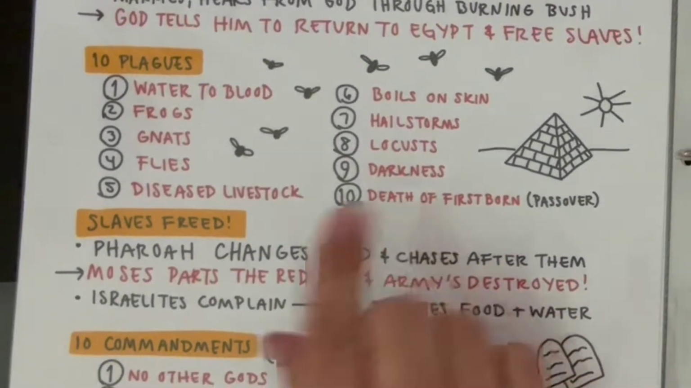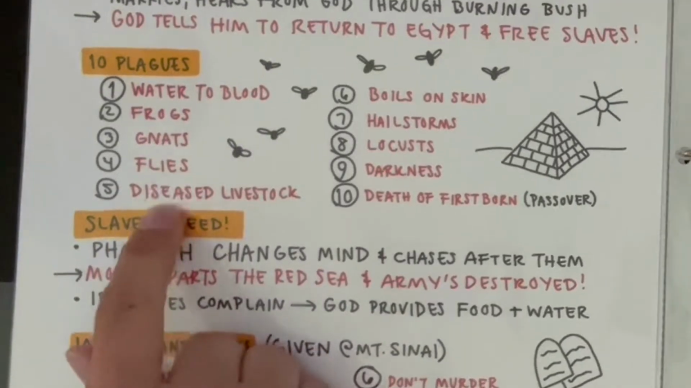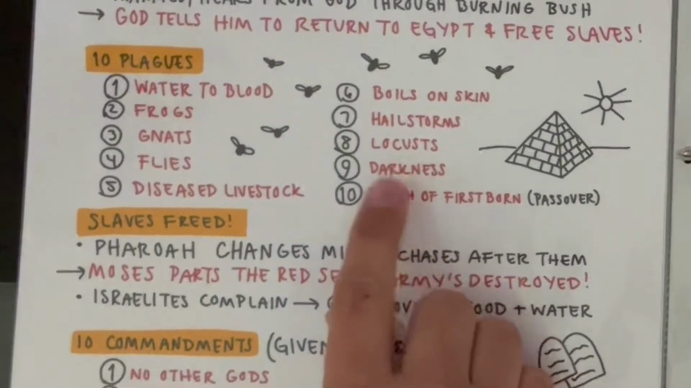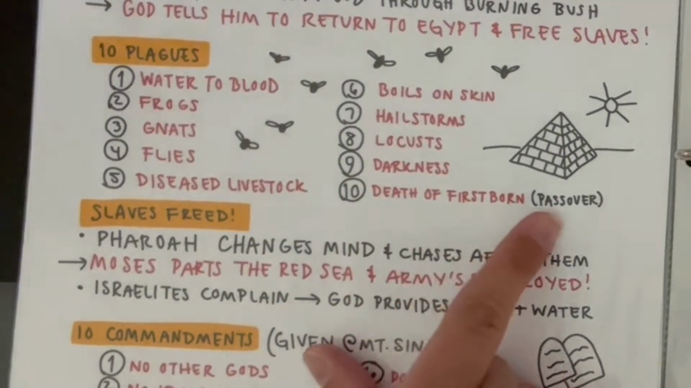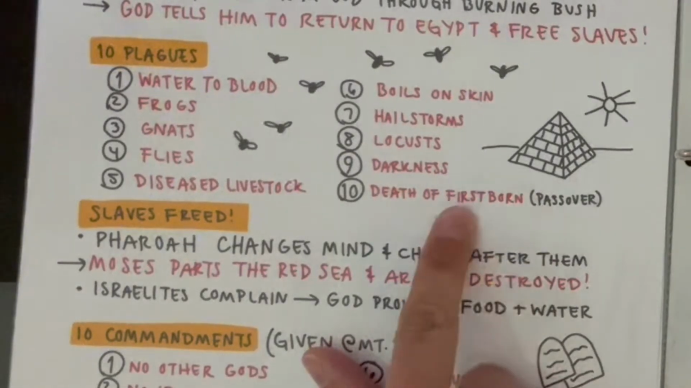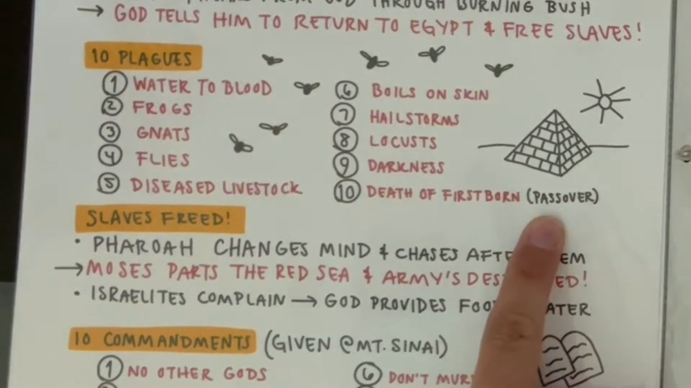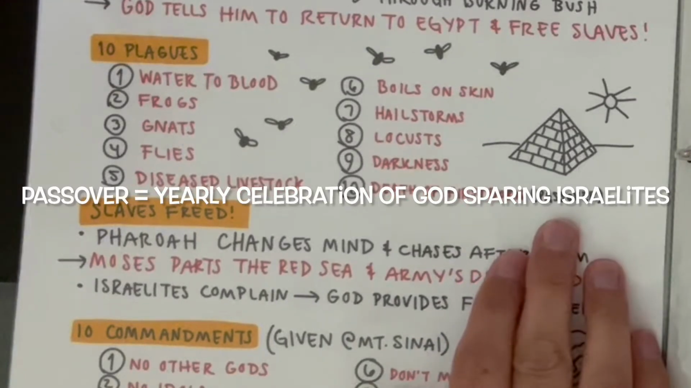The first plague is the water to blood. Then we have frogs, gnats, flies, diseased livestock, boils on skin, hailstorms, locusts, darkness, and then, of course, the death of the firstborn, which symbolizes, or which they celebrated God's redemption through that death of the firstborn, that God rescued the Israelites' children from this curse, and they celebrate that later all throughout the Bible. Even Jesus celebrates it, is called Passover.